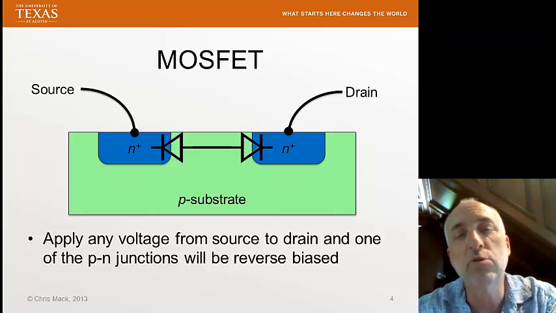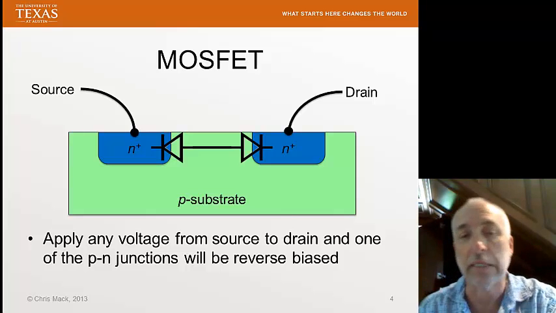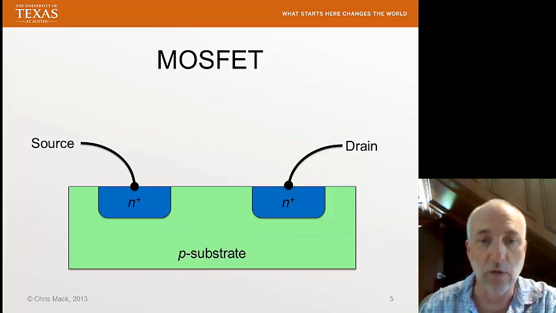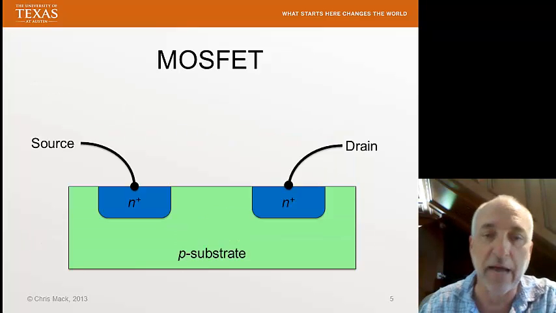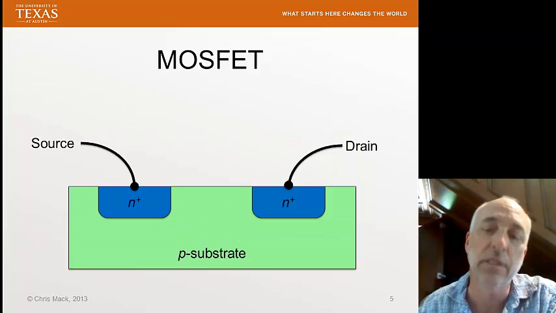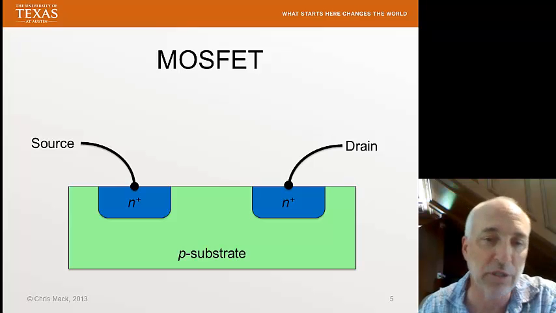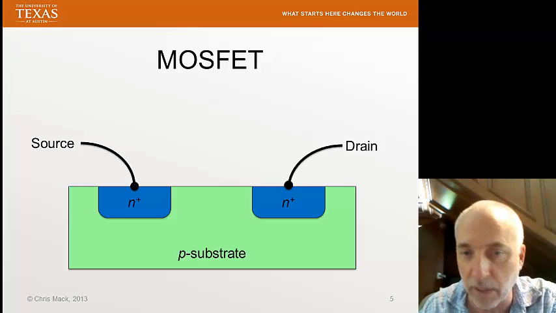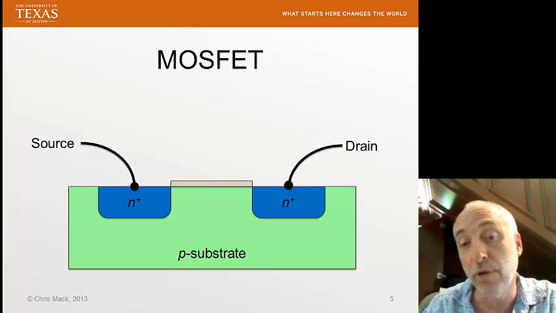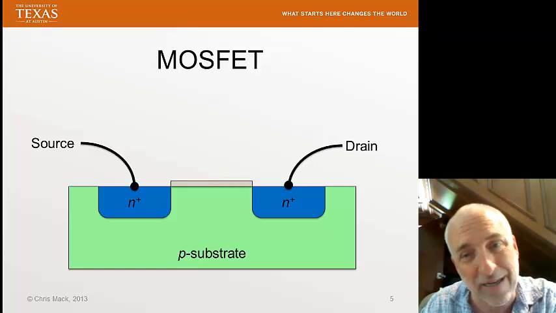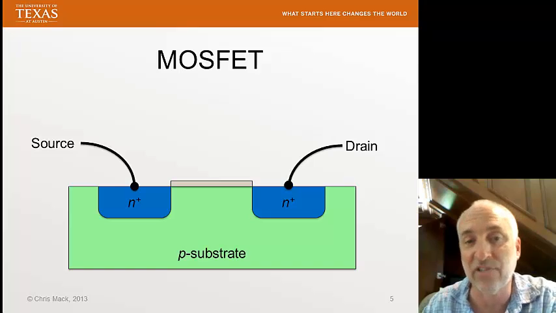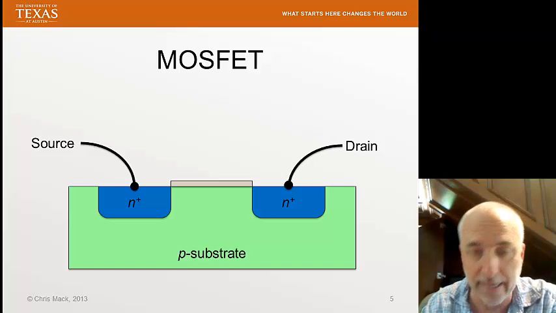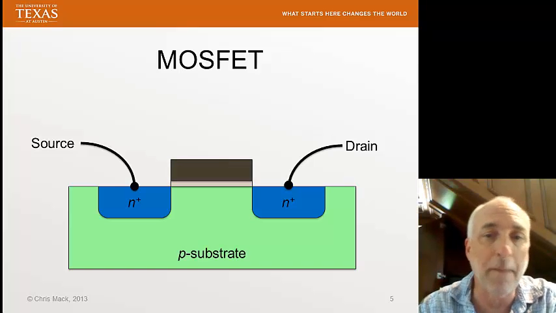So how can we change this situation? Well, that's where the gate comes in. Here's my source and my drain, but now let's add the gate. Again, I'm not really describing the manner in which these are made, just showing you the components. We're going to put on top of this region between the source and the drain a thin oxide layer, a thin insulating layer, and then on top of that we'll put a metal.